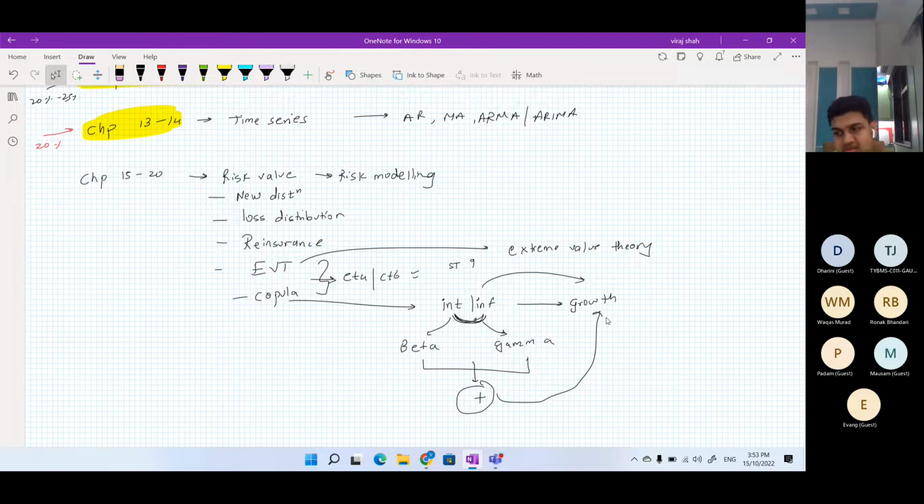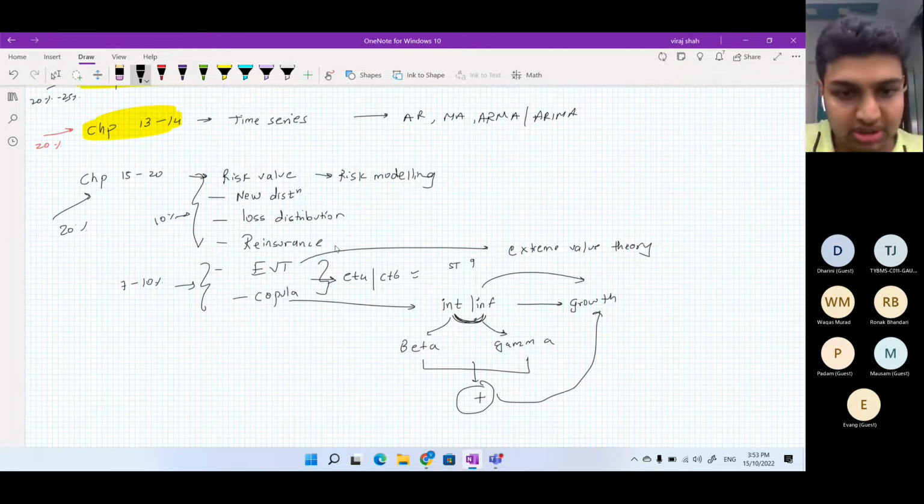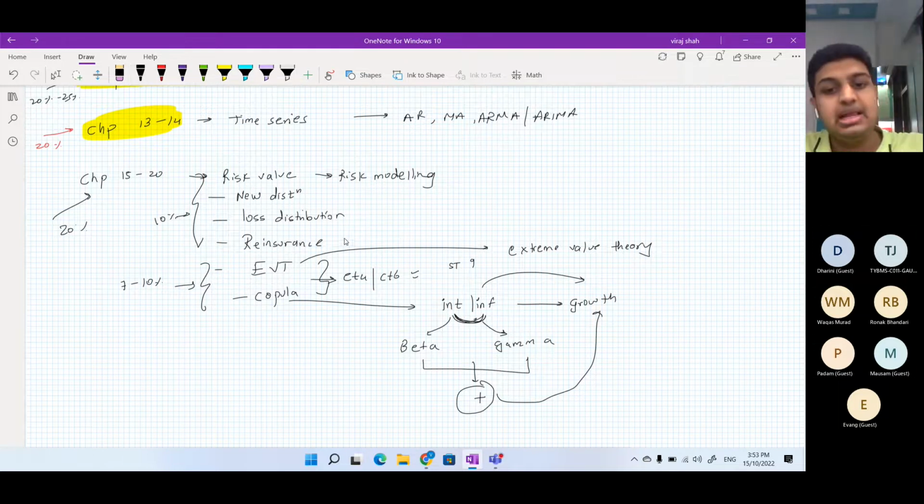So this is a real-life situation, and the introduction to EVT and copula was so important, because I could literally relate this to real-world situations. It is such an important chapter. Overall, these chapters 15 to 20 have less weightage, around 20%. EVT and copula are given about 7 to 10% of the weightage, and the other chapters have 10% of the weightage. The reinsurance chapters will involve a lot of calculation.